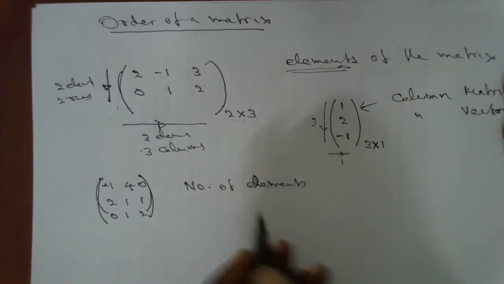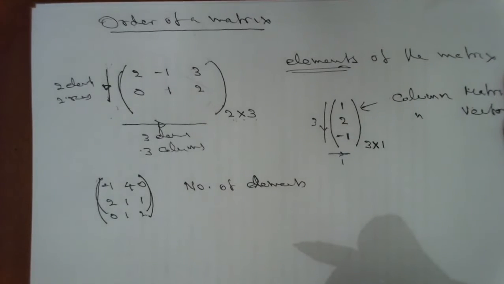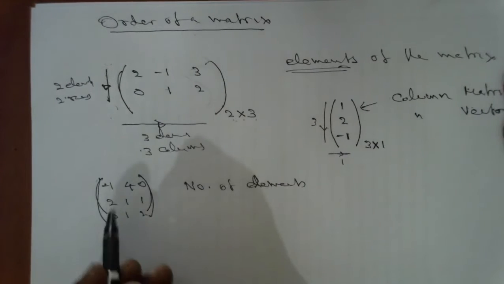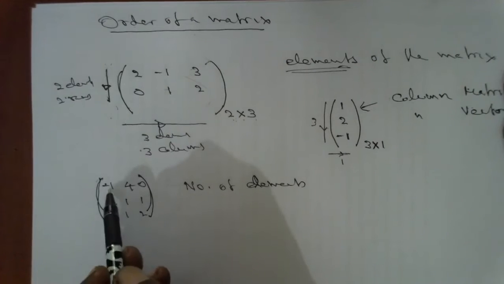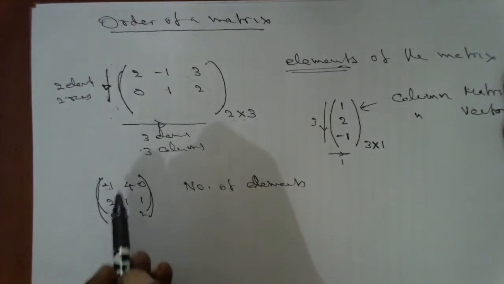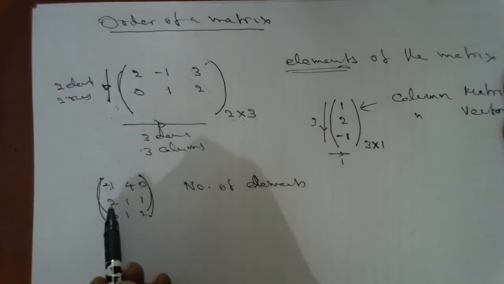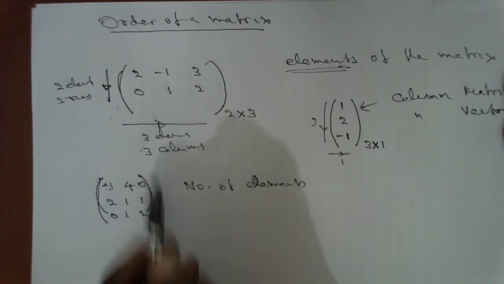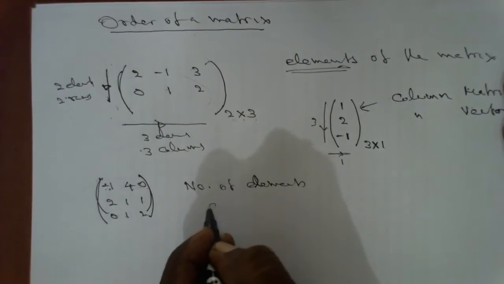Number of elements. How many elements are there? Nine. Nine elements, yes. This has 9 elements, 3 into 3. 1, 2, 3, 4, 5, 6, 7, 8, 9. 9 elements.